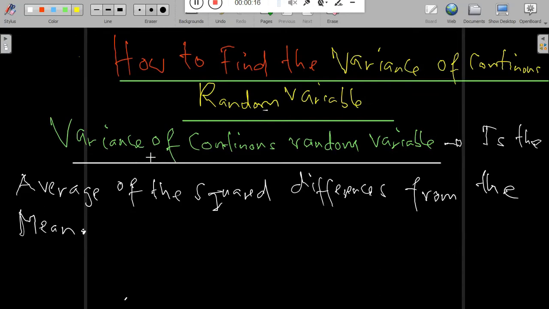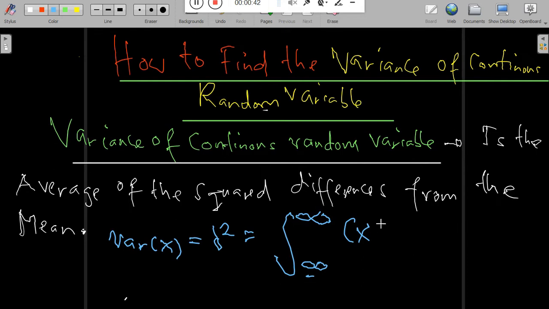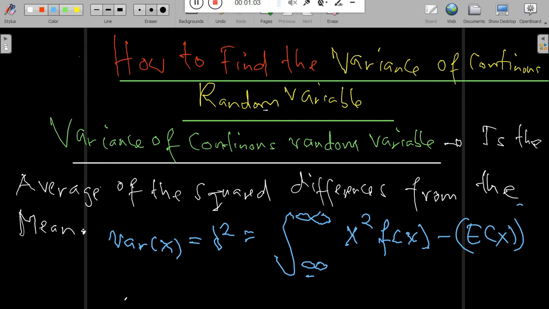So we begin by understanding what the variance of a continuous random variable is. The variance of a continuous random variable is the average of the squared differences from the mean. It is given by the integral from negative infinity to positive infinity of x squared times f(x), minus the expectation mu squared.